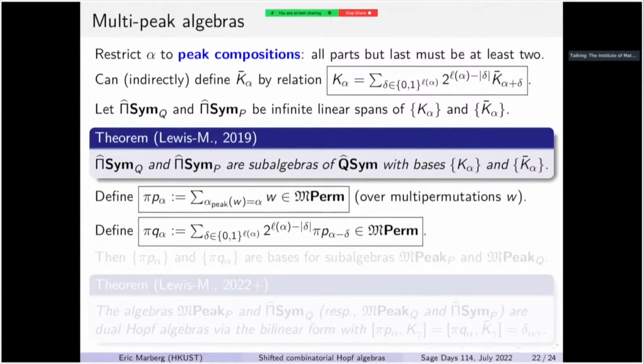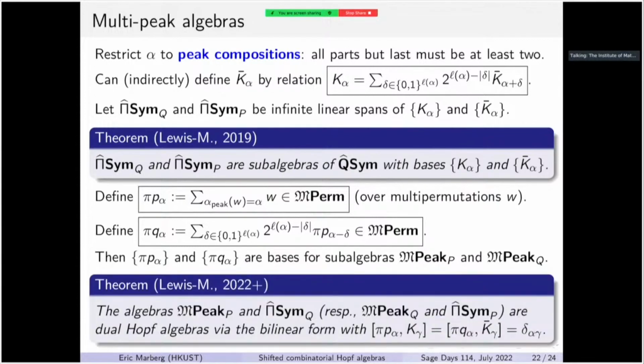The dual version is that we now sum over all w in this quotient algebra that have the same peak composition, and then there's another version, which is just some dual expansion to this. These are bases for two subalgebras, P and Q here. And then the theorem is that these two pairs of algebras are dual Hopf algebras via the forms that make these bases orthonormal to each other.